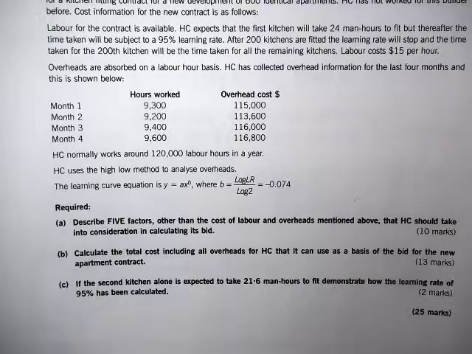Okay. Now they say HC provides skilled labor to the building trade. They have recently been asked by a builder to build a kitchen fitting contract for a new development of 600 identical apartments. Now HC has not worked for this builder before, first time. The cost information for the new contract is as follows. Now the labor for the contract is available. They expect the first kitchen will take 24 hours to fit, but thereafter the time taken will be subject to a 95% learning. After 200 kitchens are fitted, the learning rate will stop. The time taken for the 200th kitchen will be the time taken for the remaining kitchens. And the labor is at $15 an hour.